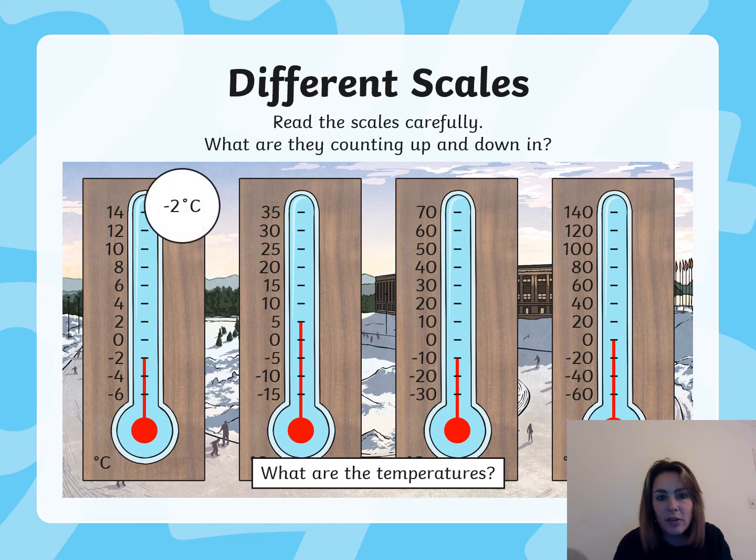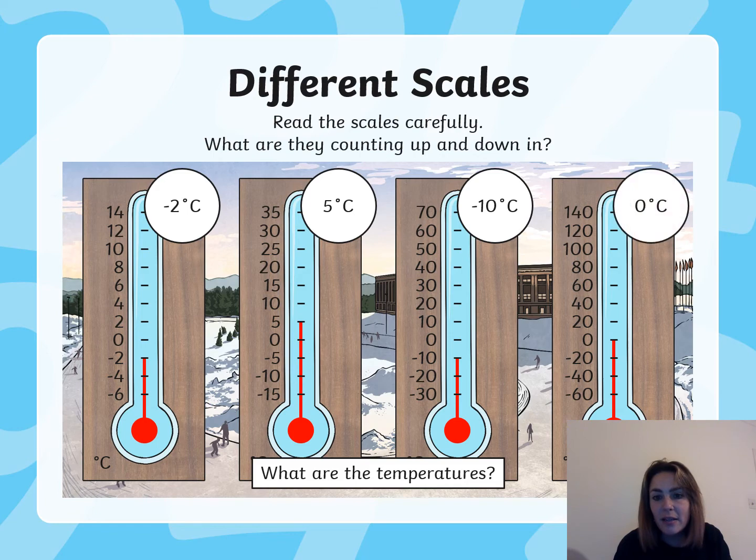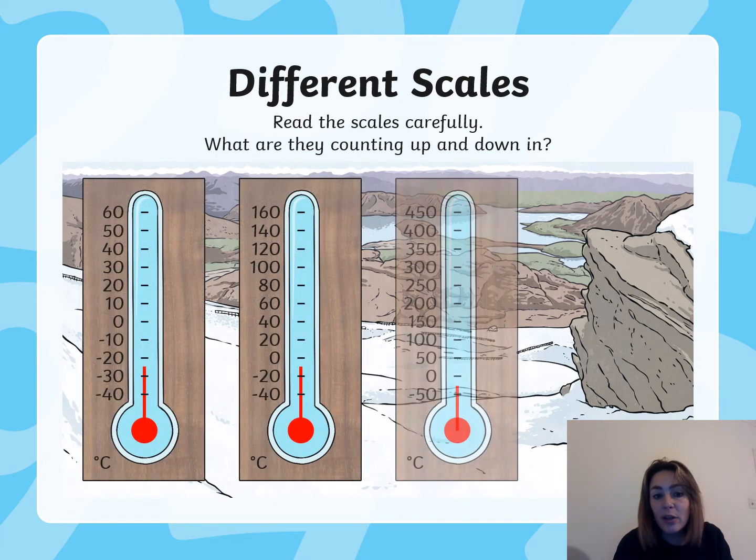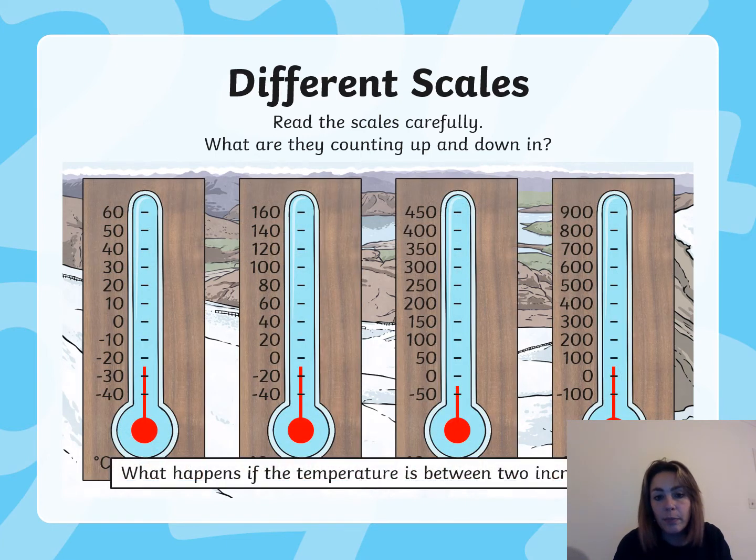So what are the temperatures? Let's have a look. We've got -2 degrees Celsius. We've got 5 degrees Celsius, -10 degrees Celsius, and 0 degrees Celsius. Let's have a look at some more scales.